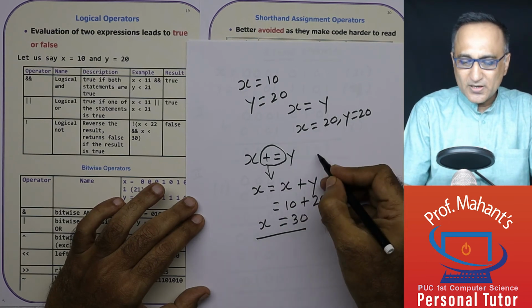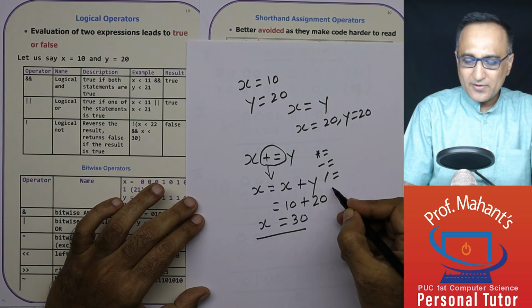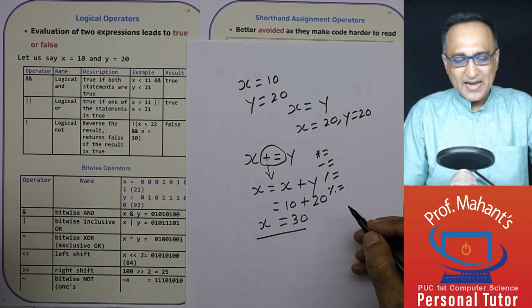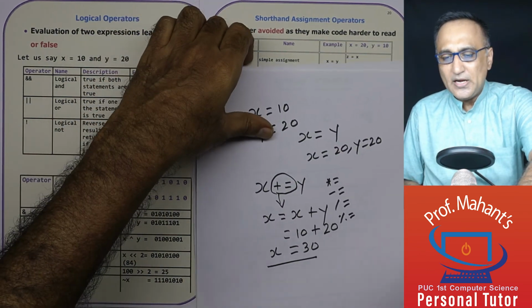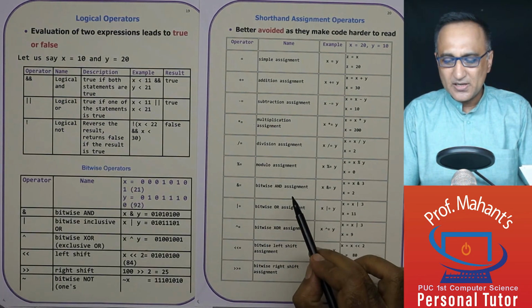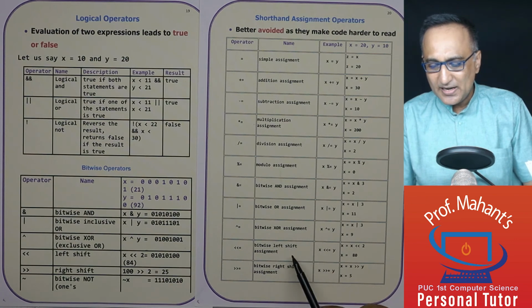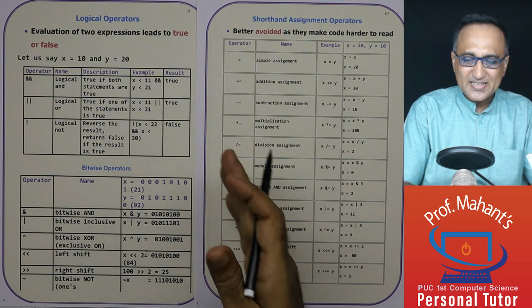You have this shortcut for addition, you have it for multiplication, you have it for subtraction, you have it for division, you have it for modulus, you have it for logical and, logical or, bitwise and, bitwise or, and so on. Here you can see modulus, bitwise and, bitwise or, bitwise XOR, left shift, right shift, and so on. These are all shortcut assignment operators.